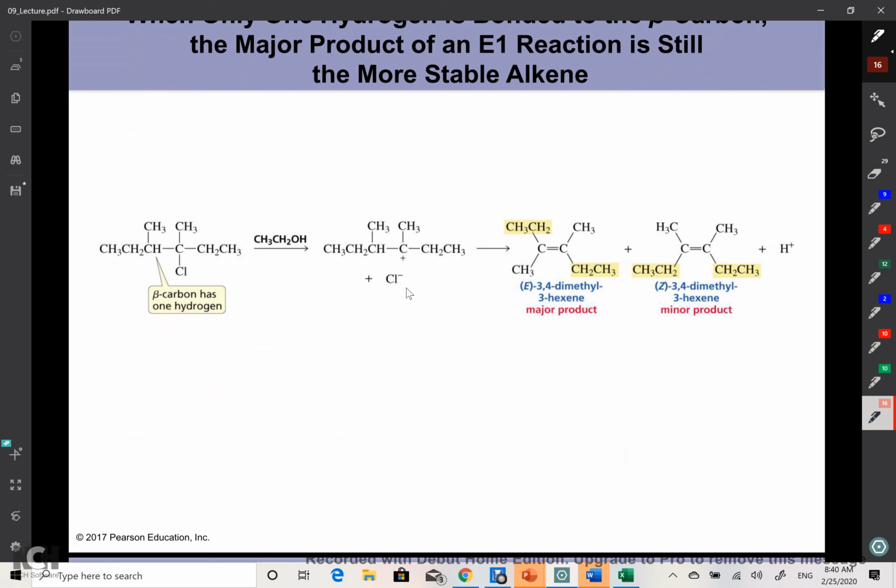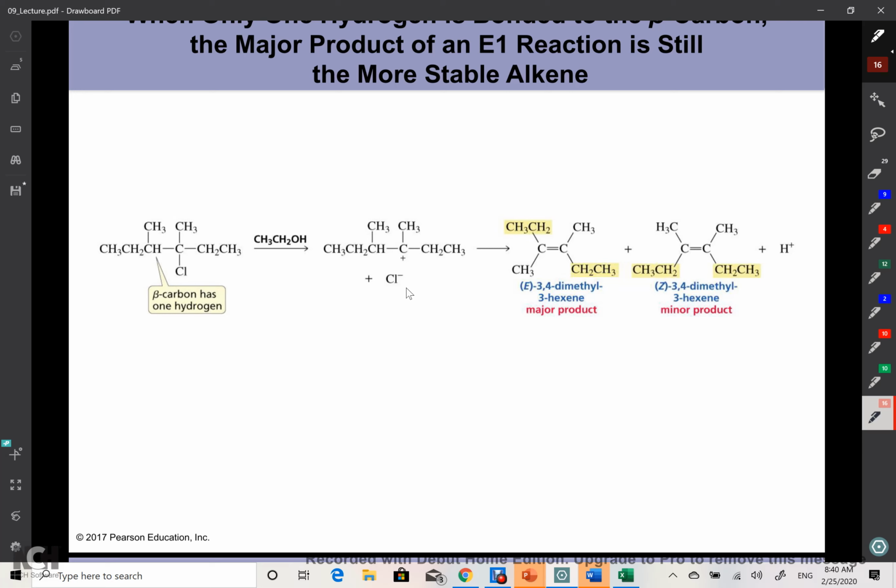And so that one was true for an E2. But in an E1, no matter how the pre-orientation of the starting material is, the major product will always be the more stable one. For an E1, the major product will always be the more stable one. And I want you guys to be able to understand that. Why is that so for an E1? Why is the major product always the more stable?